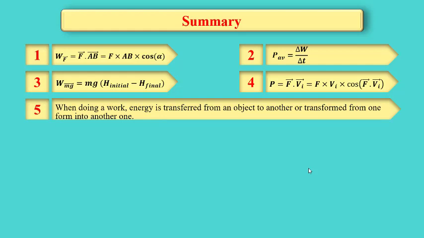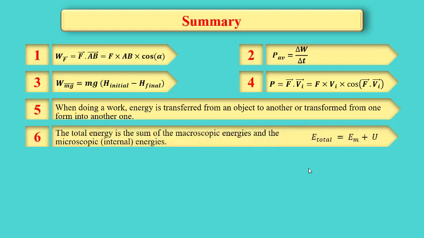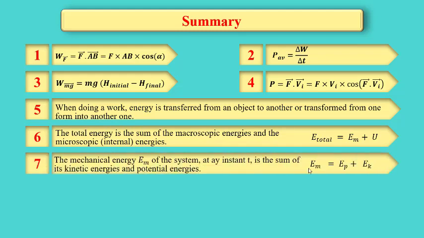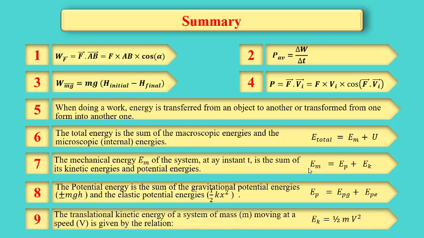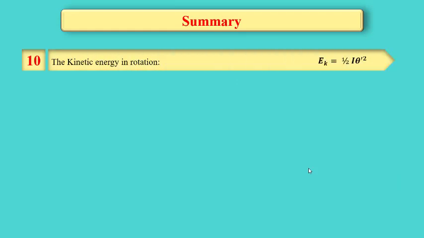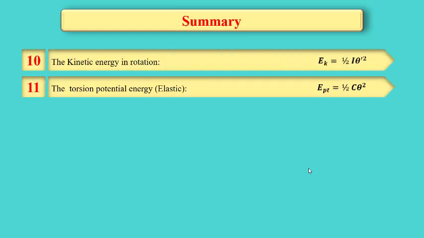When doing a work, energy is transferred from an object to another or transformed from one form into another form. The total energy is the sum of the macroscopic energies and the microscopic energies. The mechanical energy is the sum of potential energies and kinetic energies. The potential energy is the sum of gravitational potential energies, which is plus or minus mgh, and the elastic potential energies, half kx squared. The translational kinetic energy of a system is given by half mv squared. The kinetic energy in rotation is half I theta prime squared. Finally, the torsion potential energy, which is elastic, is half c theta squared.